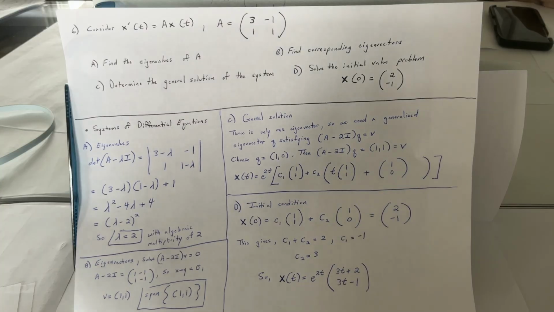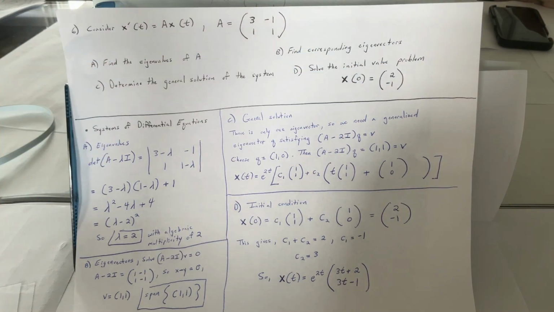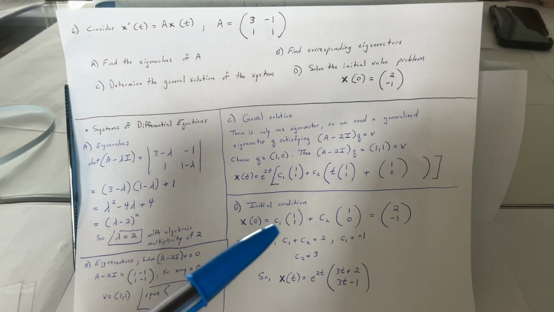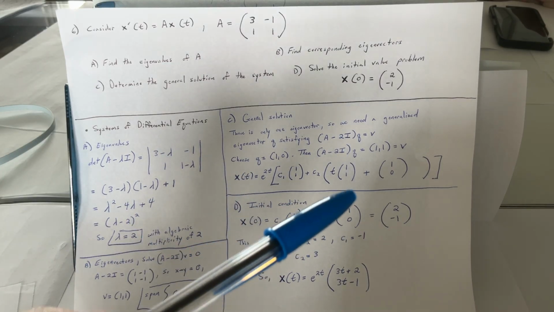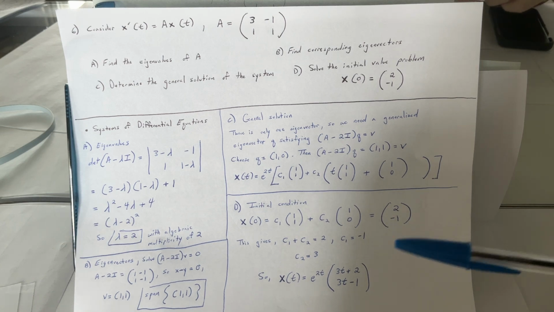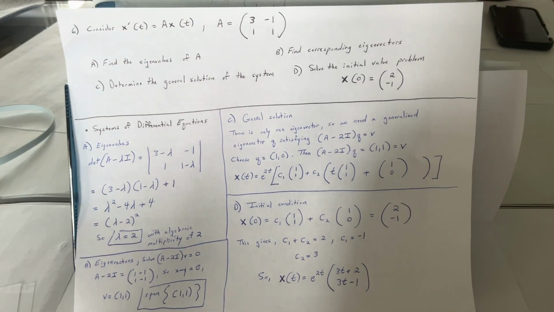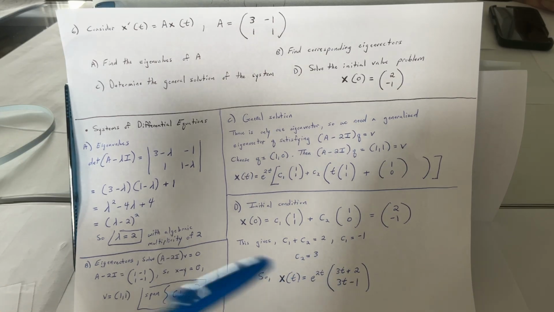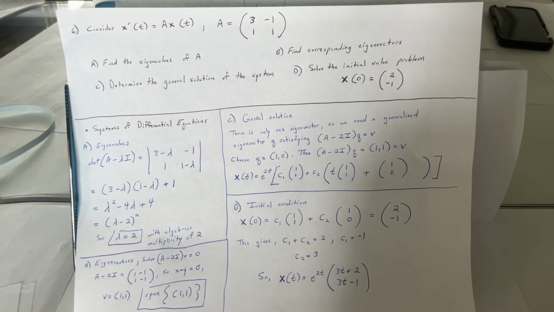And for part D, solve the initial value problem where x of 0 equals column 2, negative 1. So the initial condition x of 0 is going to equal c sub 1, column 1, 1 plus c sub 2, column 1, 0 equals column 2, negative 1. This is going to give c sub 1 plus c sub 2 equals 2. So c sub 1 equals negative 1, c sub 2 equals 3. Performing the computation, we're going to get x of t equals e to the 2t, and then the column is 3t plus 2, 3t minus 1. Okay, so that's all for number 6. Moving along to number 7.